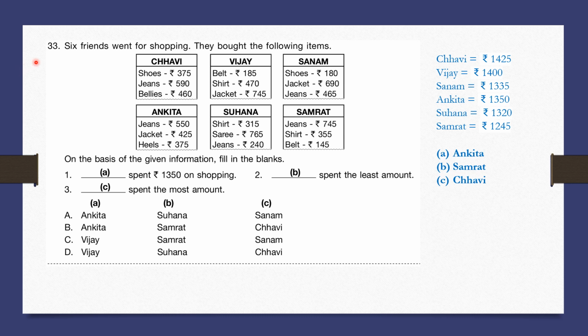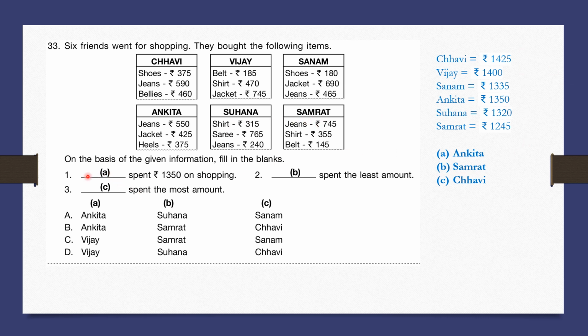Question number 33. 6 friends went for shopping. They bought the following items. On the basis of the given information, fill in the blanks. So let's calculate how much everybody spent. So Shavi spent 375 plus 590 plus 460, which is equal to 1425. Similarly, we calculate for all the friends: Vijay, Sanam, Ankita, Suhana and Samrat. So we have written it here.